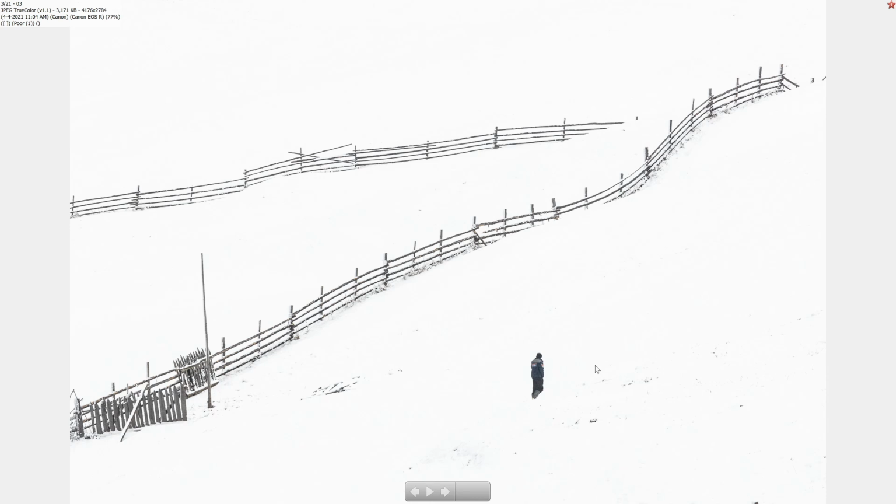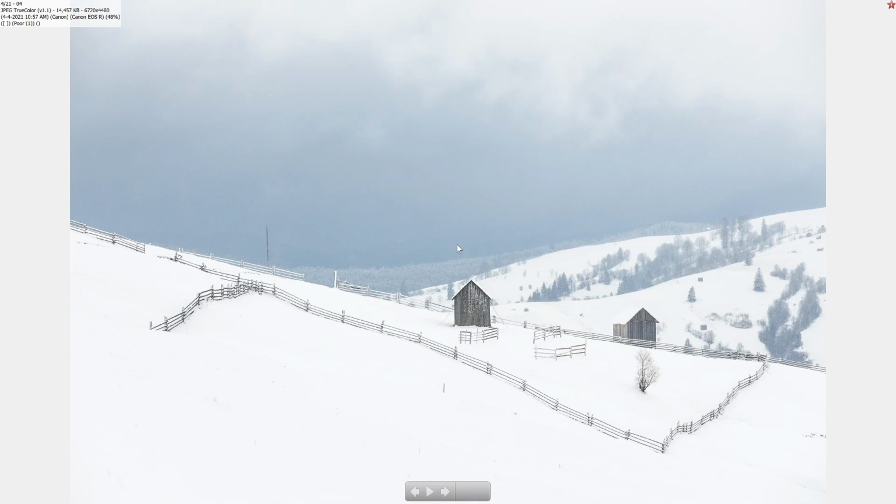This one over here, I have a simple person that walks in the snow, and I have these fences. Again, only some fences and the two shacks over here.